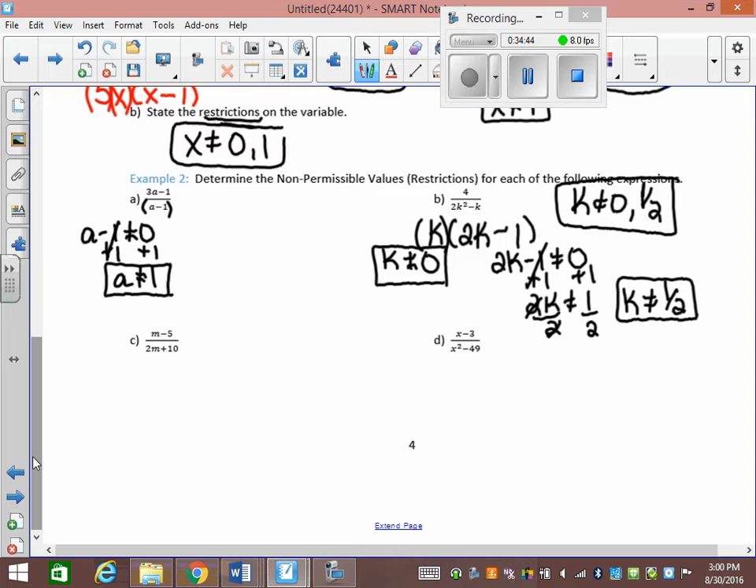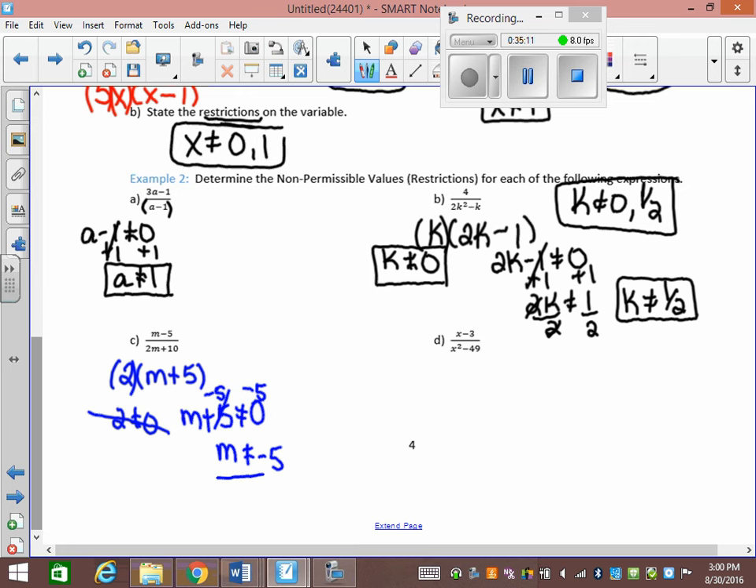So for C, you can take a 2 out, and I'm left with n plus 5. Now I can go 2 can't equal 0, but it's not going to get me anything. But I can go n plus 5 can't equal 0. So n can't equal what? Negative 5. Because we're missing that stuff.